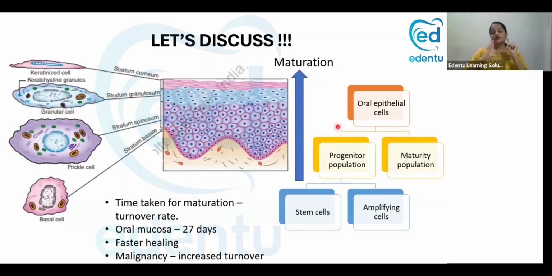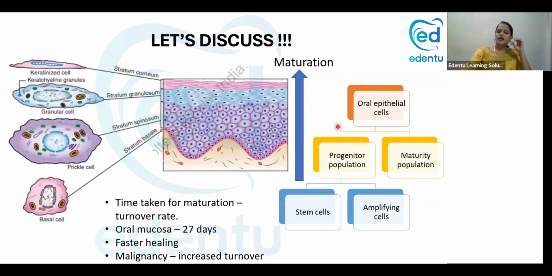This turnover rate is also very important in cancers. The turnover rate will be very much increased in all the carcinomas, like squamous cell carcinoma. The cells will be continuously dividing, continuously forming, and they will be going to the corneal layer also. So the turnover rate is very much increased in the epithelial carcinomas.